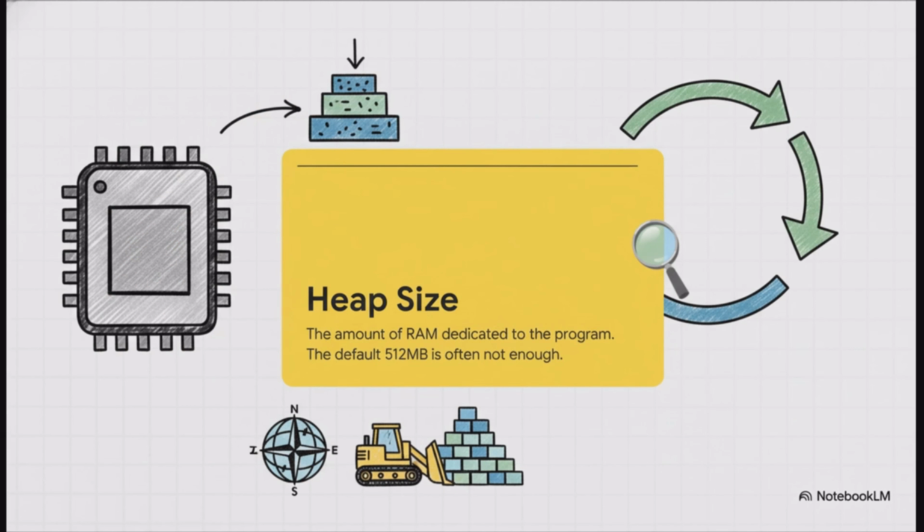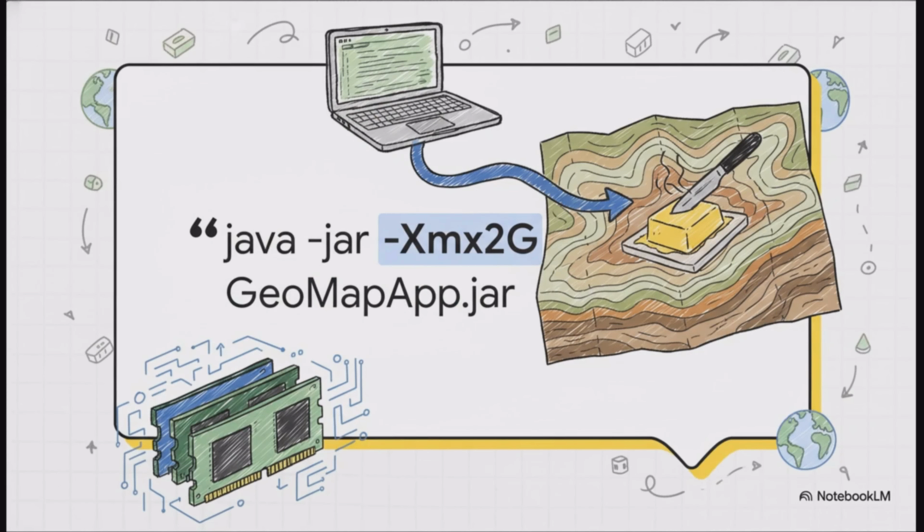So, what we're talking about is something called heap size. It sounds technical, but it's just a fancy term for the amount of memory, or RAM, you give the program to work with. Think of it like this. The default setting gives the program a tiny little cutting board. But for the huge data sets we use, we need a massive workbench. That default 512 megabytes, that's the tiny cutting board. It's just not enough. This little line of text right here, this is your magic wand.